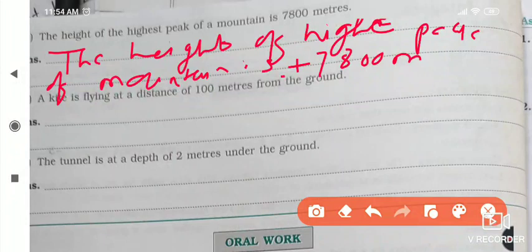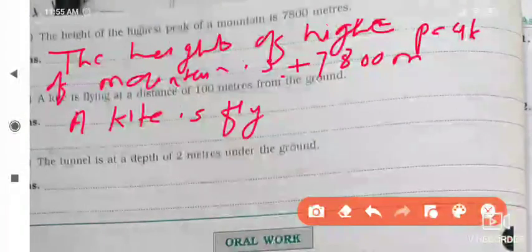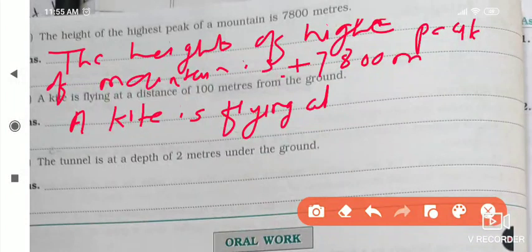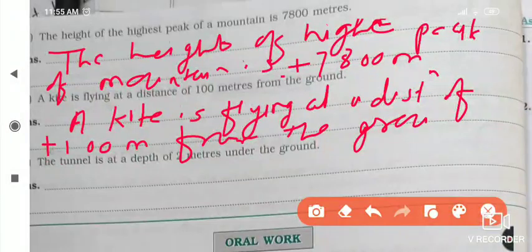Next question, note this down: the kite is flying at a distance of 100 meter from the ground. So here we have to write a kite is flying at a distance of plus 100 meter from the ground. In that way we have to put the proper sign and we have to write the question again.